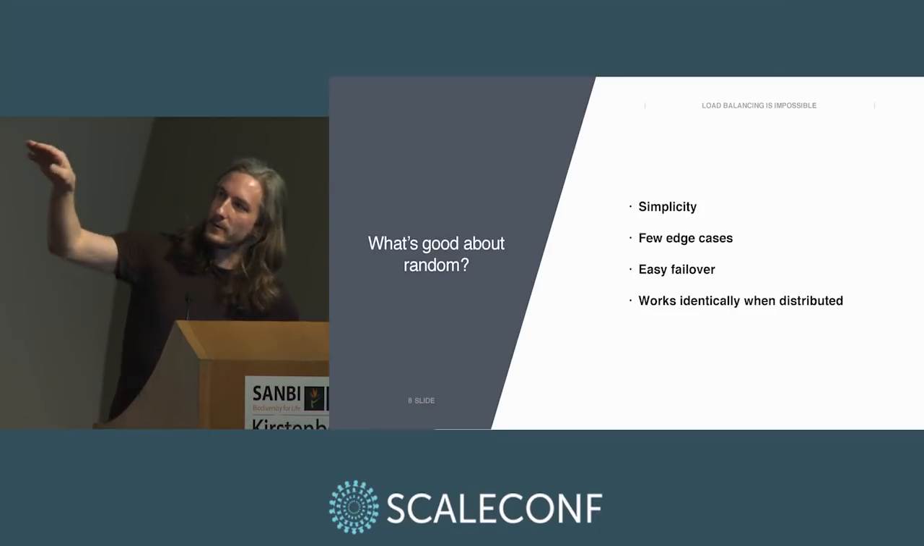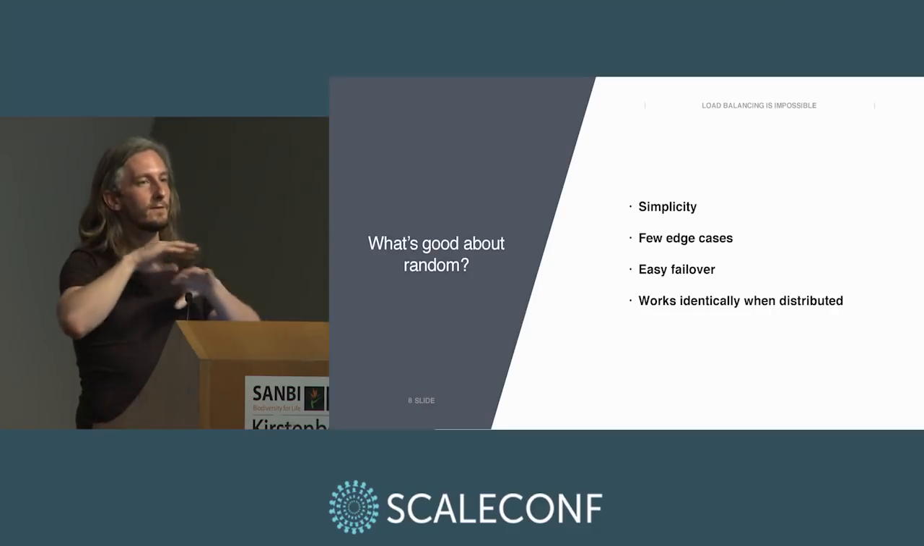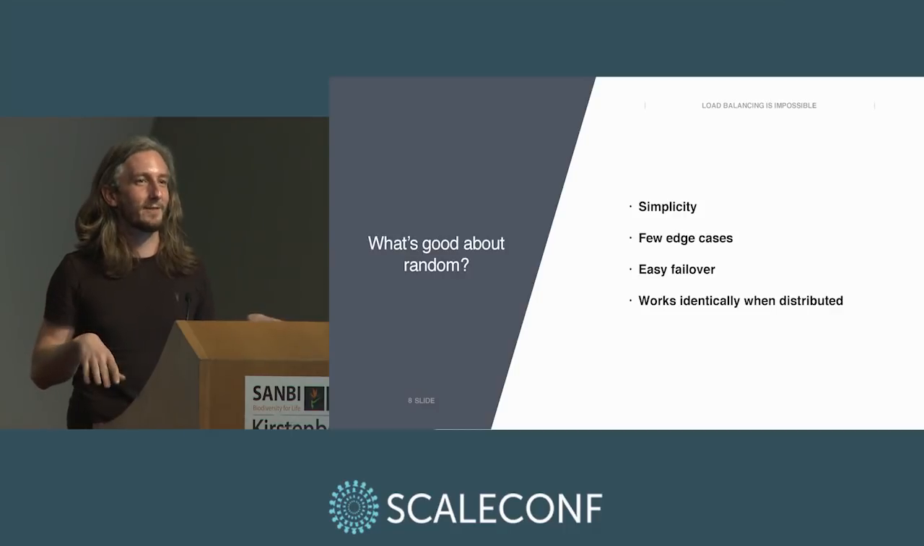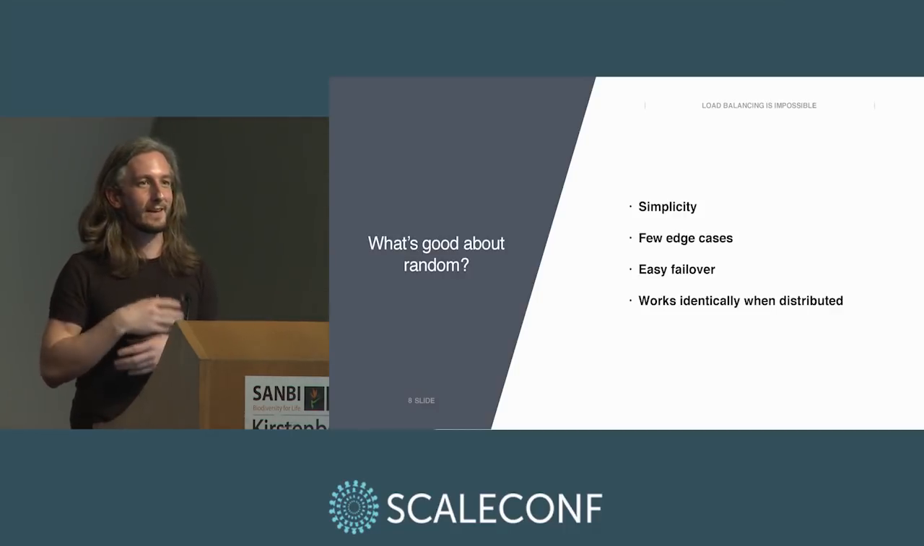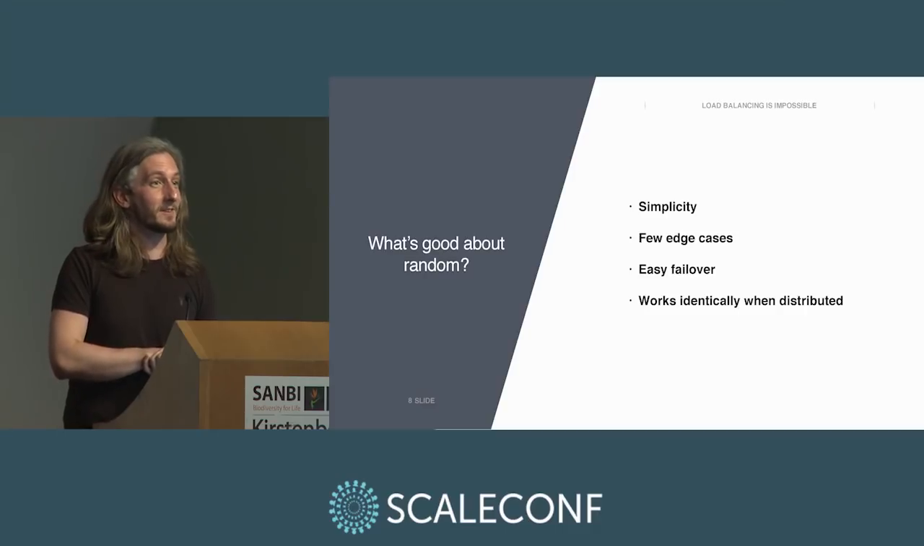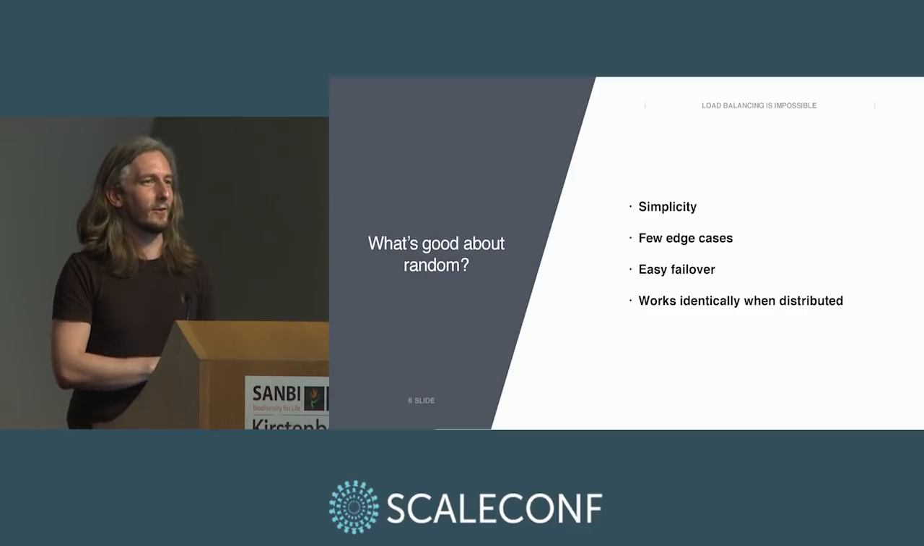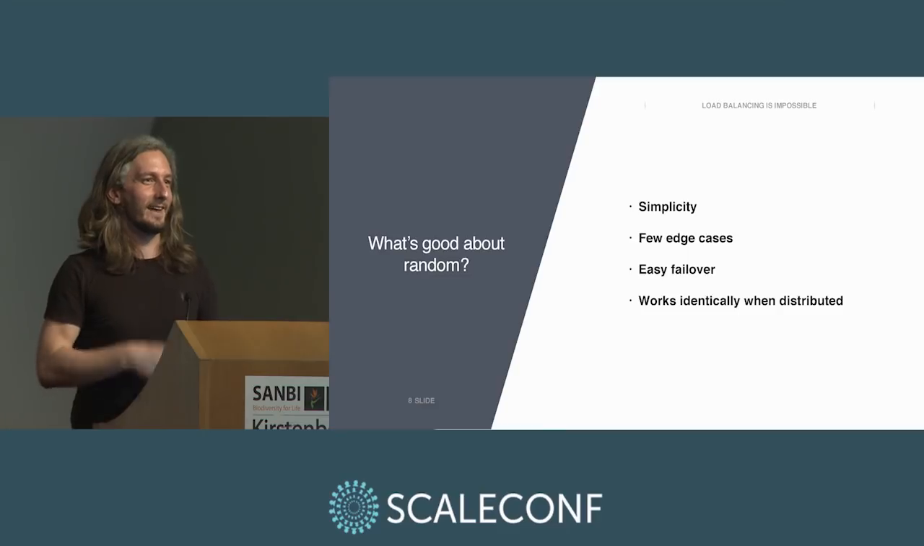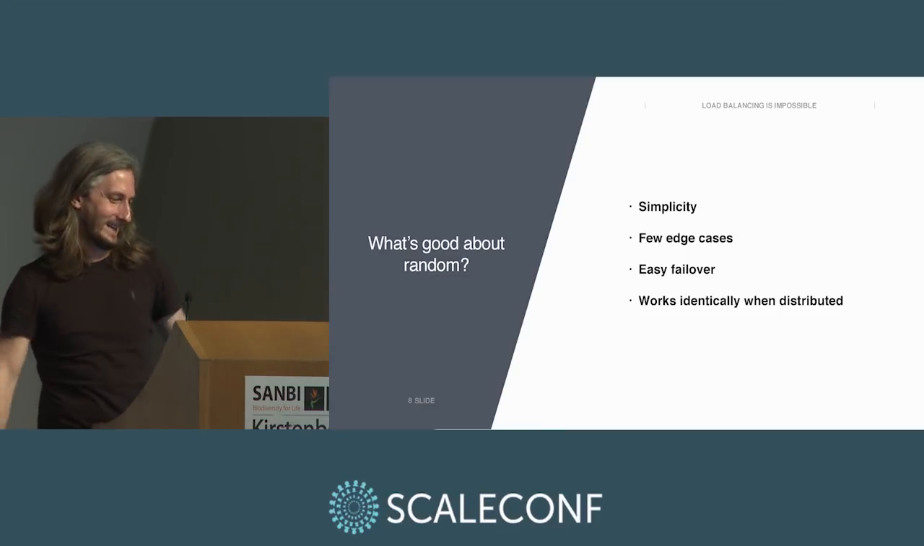And then that second one is really important as well. So having few edge cases. There are very few things that can go wrong with random in a catastrophic way. Whereas if any of you have tried to use least cons, especially in a distributed load balancer setup, I heard someone describe it recently, actually last night at the drink up, as the finger of death, where the load balancers all go, oh, that one has no load, bam. And then that server is dead.